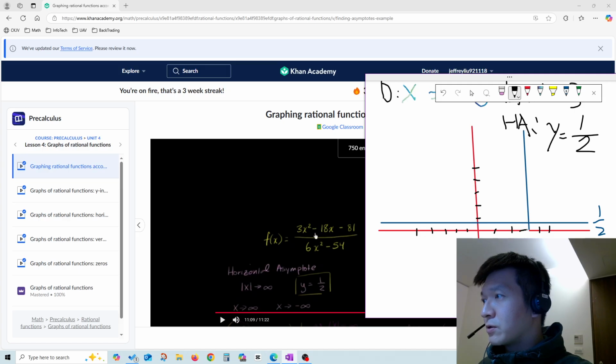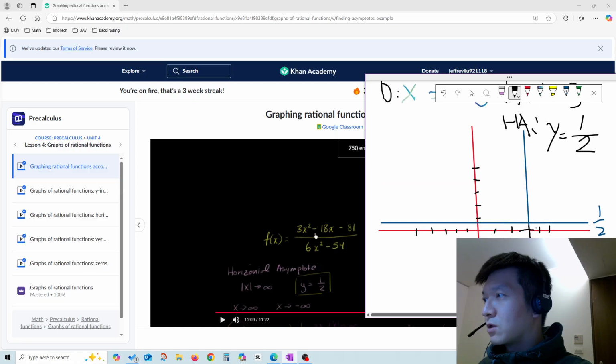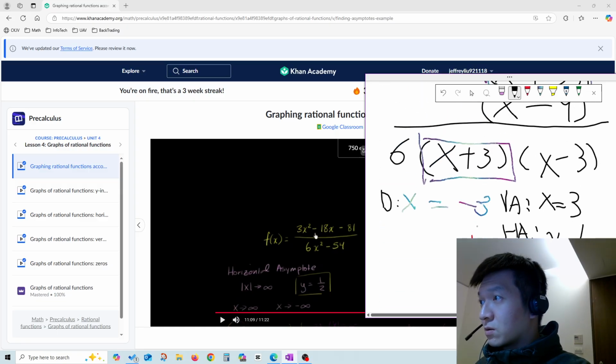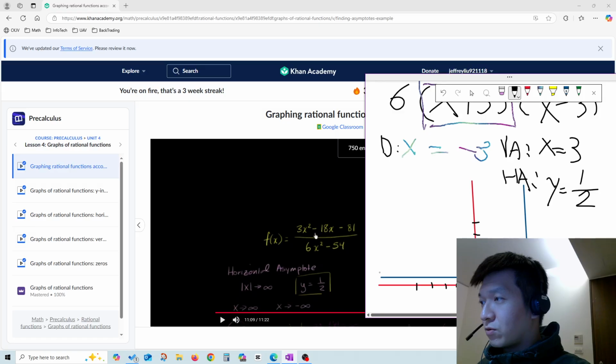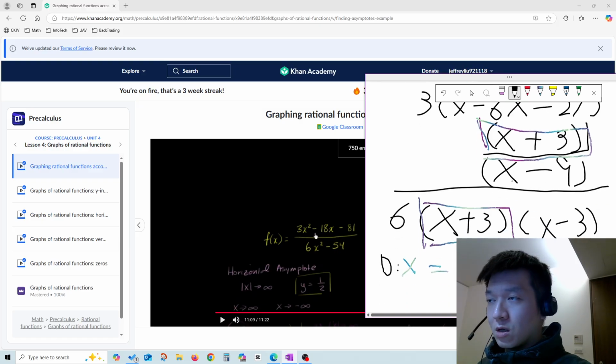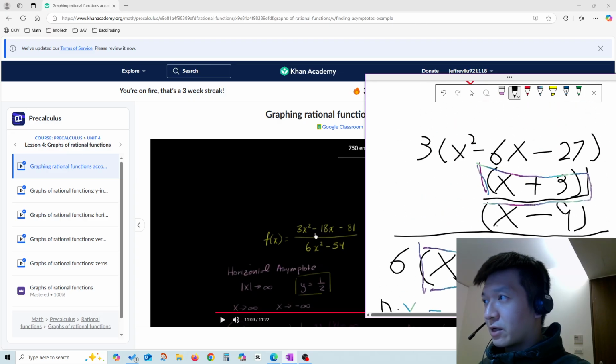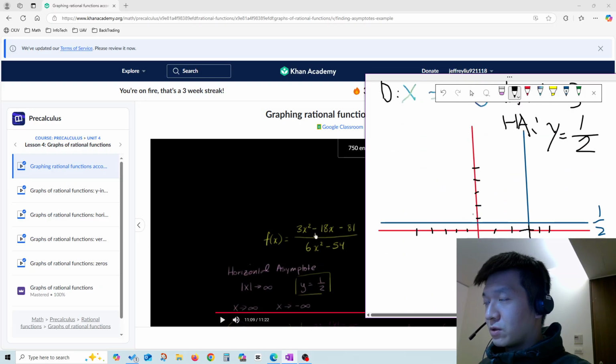Which is right here, right? Okay, so this is 3. And you have a graph that is passing through the y-axis. Passing through the y-axis, you make x zero, right? So how do you make x zero? Just put in zero.